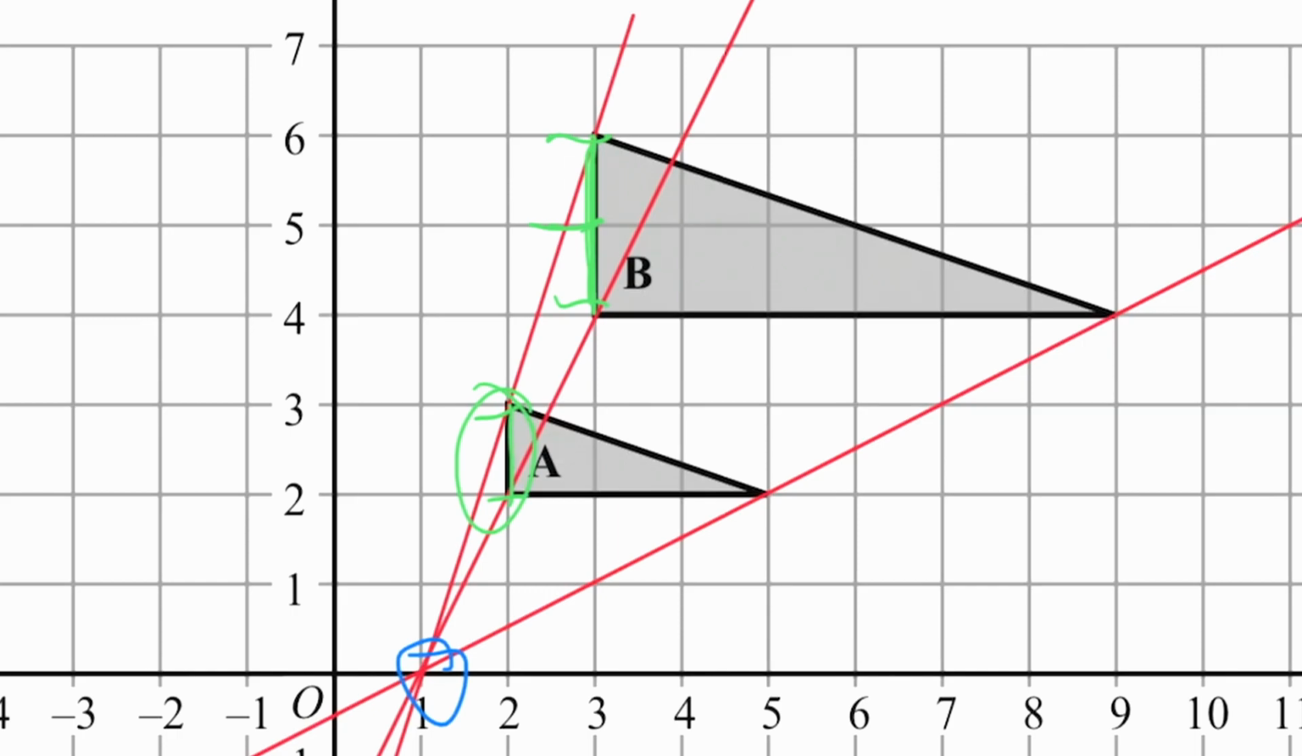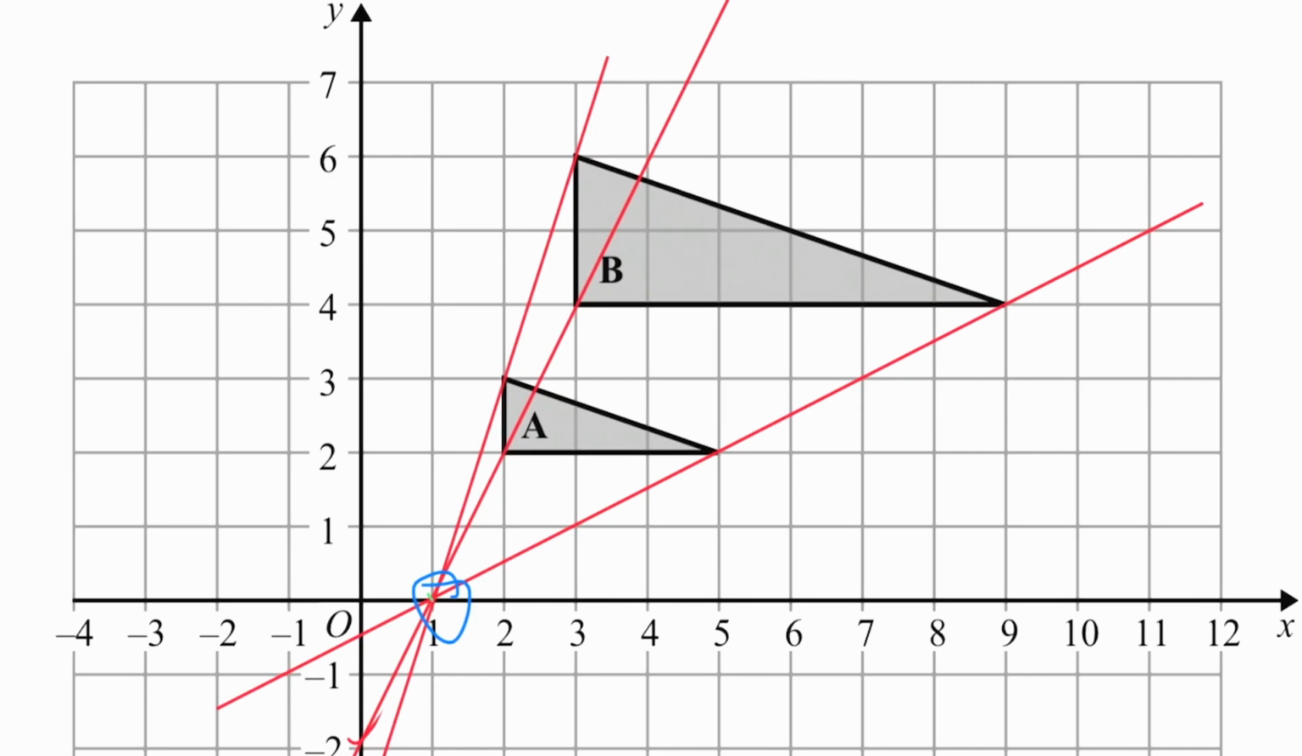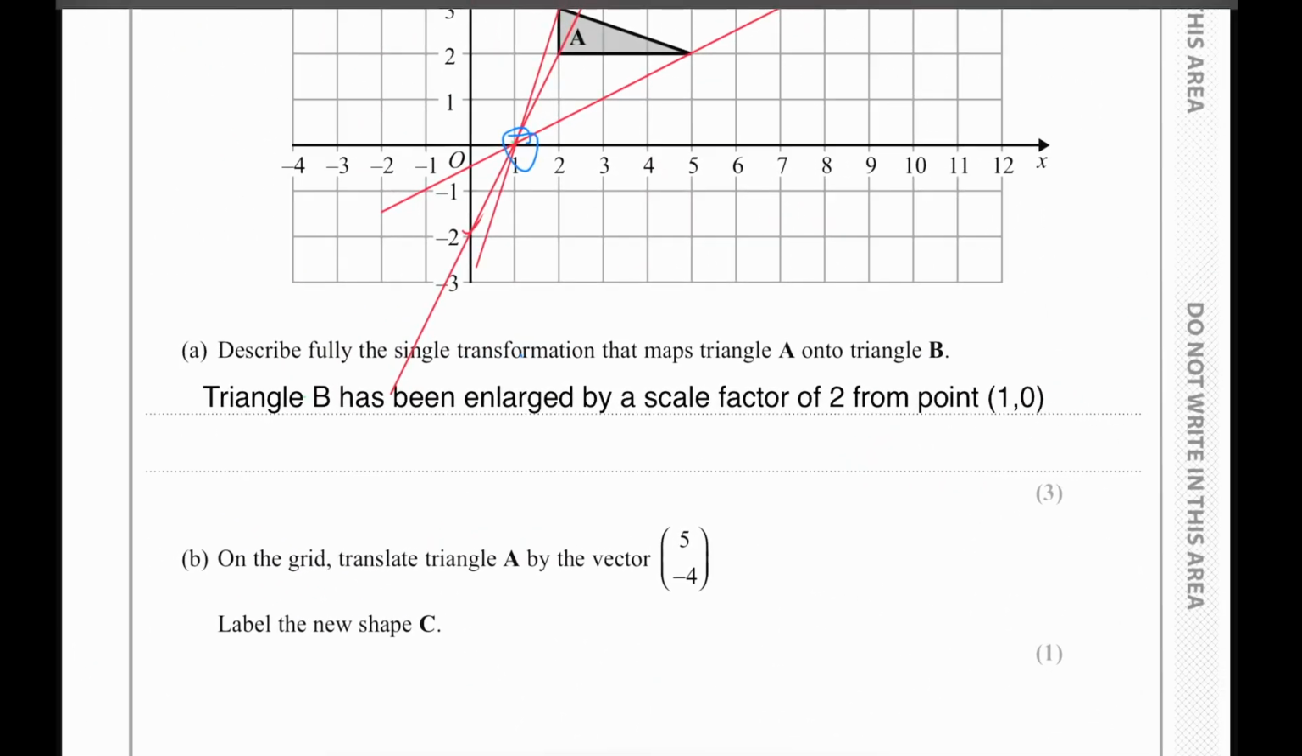The other way to do it, just in case it's not a nice, easy, straightforward one, would be to have a look from my center of enlargement. It's gone up by 3 and across by 1 to get to my original, and then the new one went up by 6 and across by 2. So there, once again, you can see that my scale factor is still 2. Okay, so to answer that question off, you basically just say triangle B has been enlarged by a scale factor of 2 from point 1, 0. Or from center 1, 0.